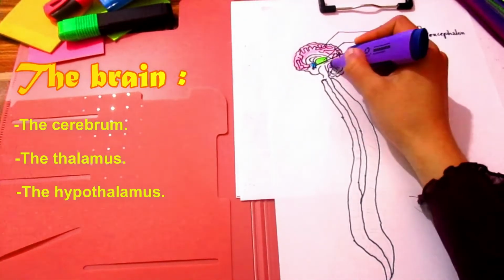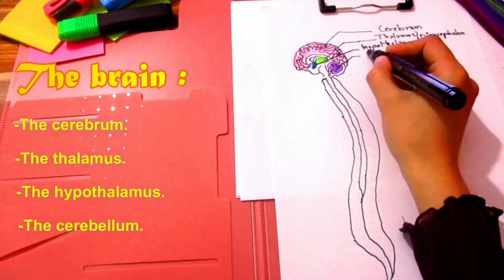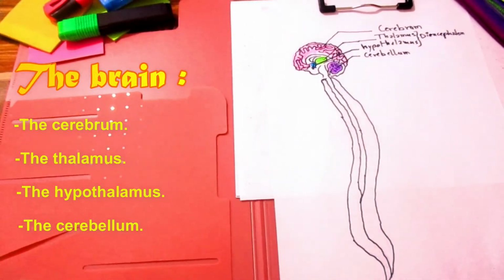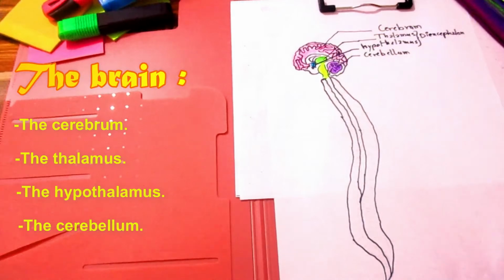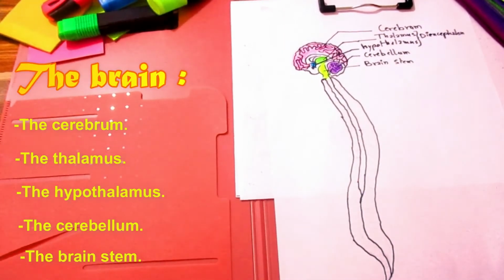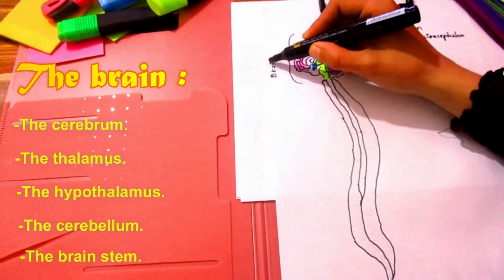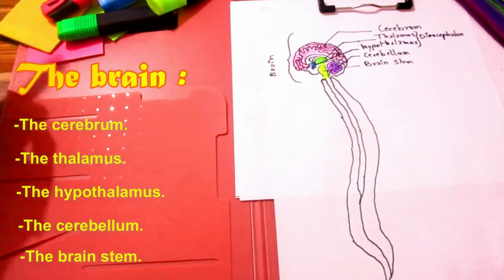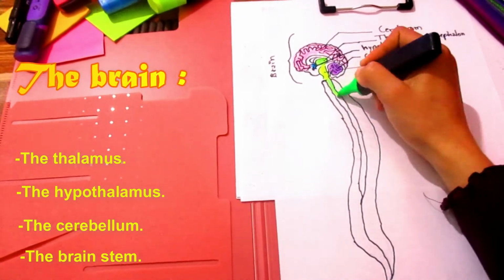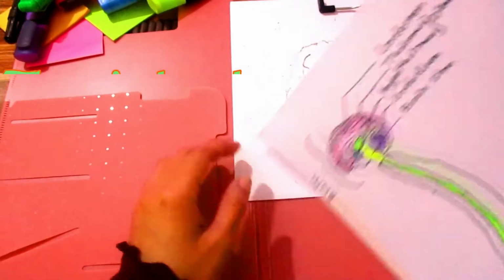Then we have the cerebellum, which traditionally has been known to control equilibrium and coordination and contributes to the generation of muscle tone. And finally, we have the brainstem, which connects the brain with the spinal cord. So if you want to learn more about the anatomy of the brain, you can look at the previous videos. So now we're gonna look at the different parts of the spinal cord.